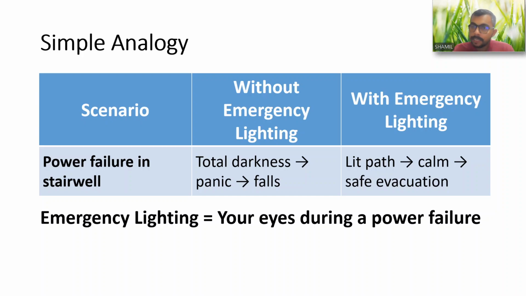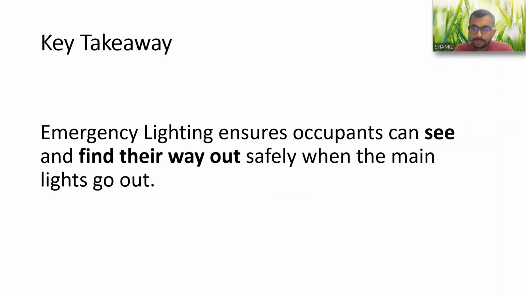But if there is an emergency light, the path you are taking will be illuminated, and this can avoid fear and confusion among the occupants, and they can calmly and safely escape from the building. So an emergency light is basically like your eyes during a power failure. It's a simple analogy.